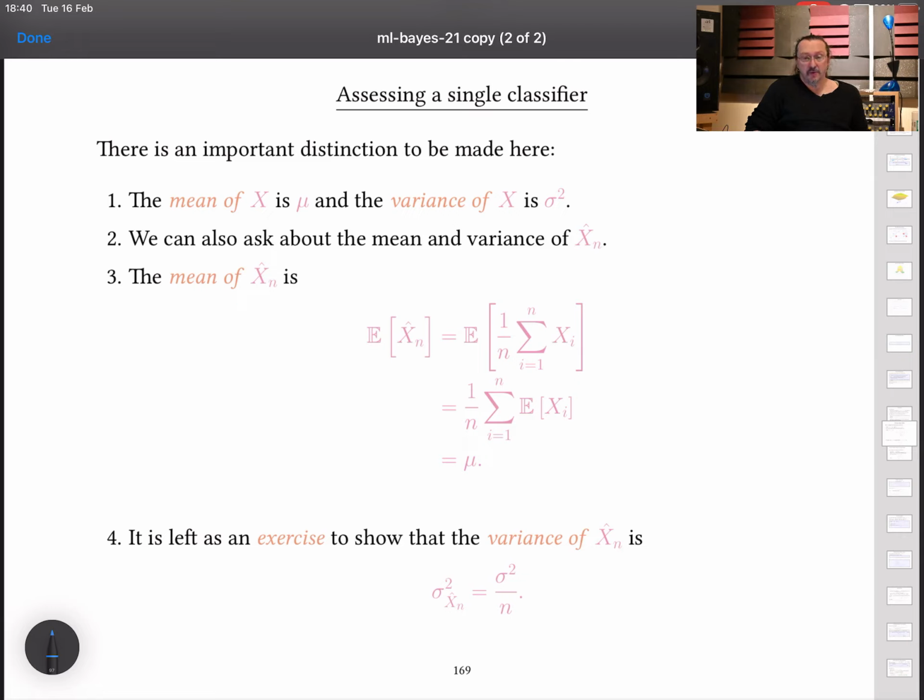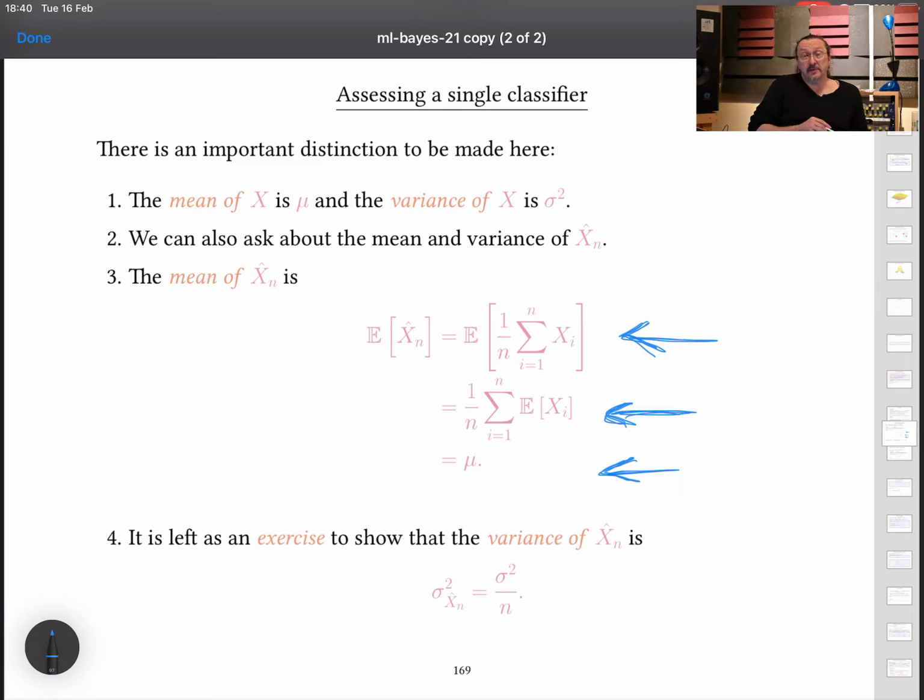Now, it's easy enough to work out what its mean is. The expected value of x hat sub n is just the expected value of this measured average, and because expectation is linear, we can bring the expectation operator through the sum, and the expected value of the ith measurement, because we're just measuring the random variable x, is mu, so we count that n times in the sum and divide by n, and we just end up with mu. Okay, so everyone's hopefully happy about that.